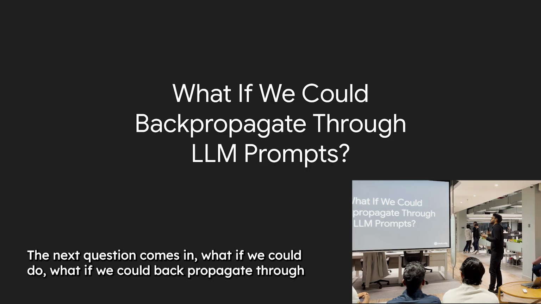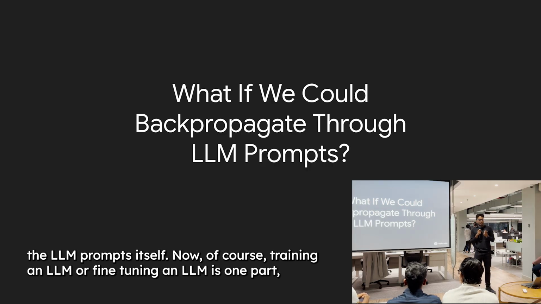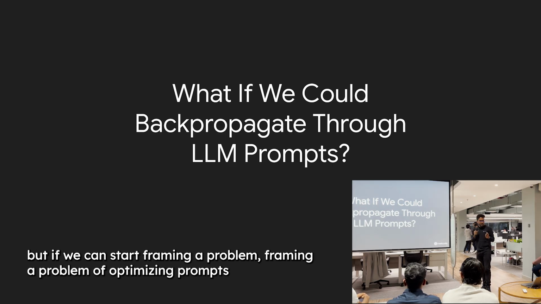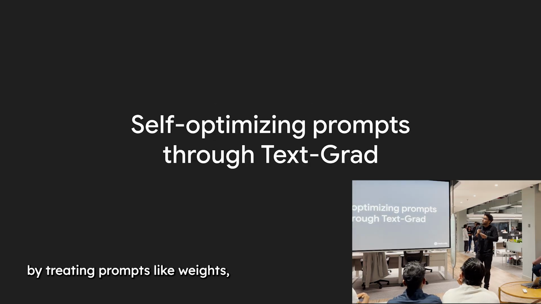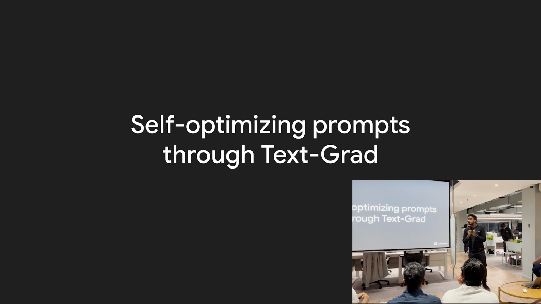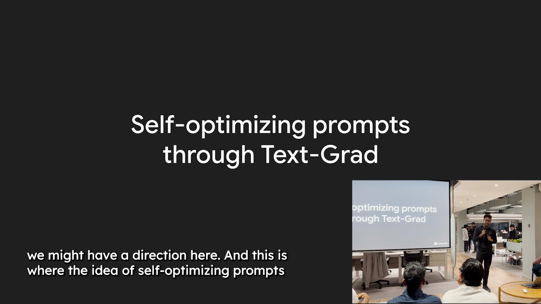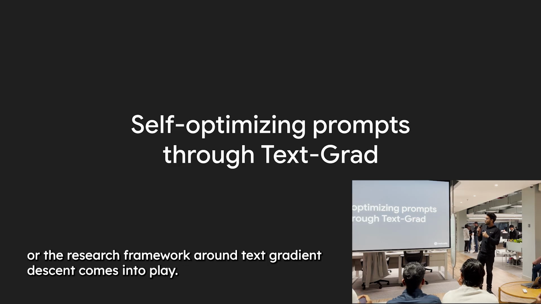The next question comes in: what if we could backpropagate through the LLM prompts itself? Now, of course, training an LLM or fine tuning an LLM is one part, but if we can start framing a problem of optimizing prompts by treating prompts like weights, we might have a direction here. And this is where the idea of self-optimizing prompts or the research framework around text gradient descent comes into play.